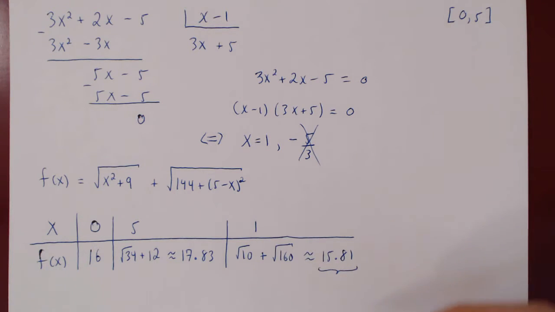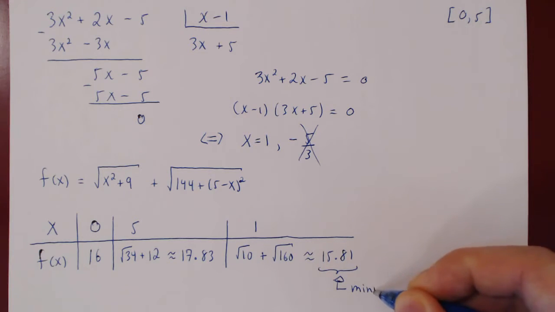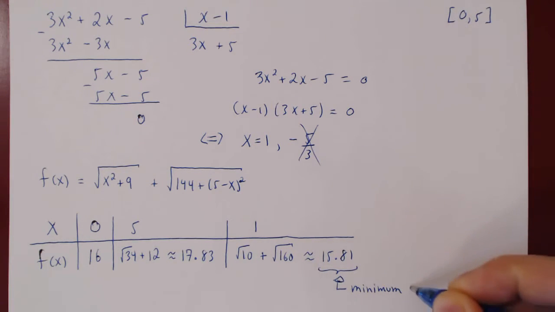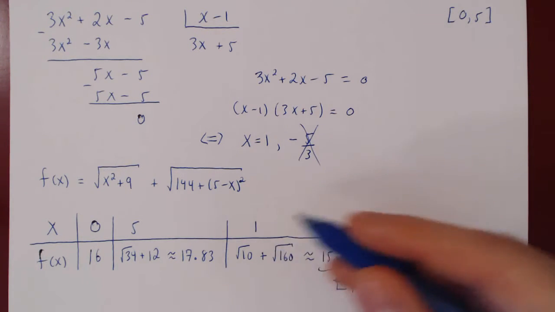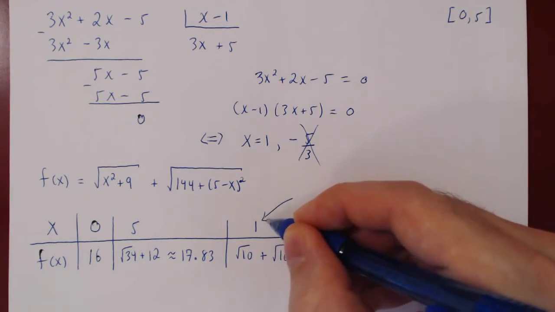So this is our minimum value. And it occurs at the absolute or global minimum of x equals 1.